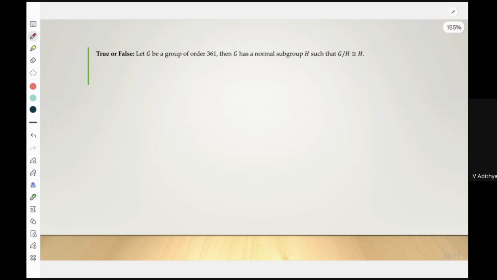Okay, 2 is the answer from one of the participants. Let's see. So the order of G is 361, which is basically 19 squared. So it's a group of order p squared, where p is an odd prime. G is a group of order p squared with p prime.